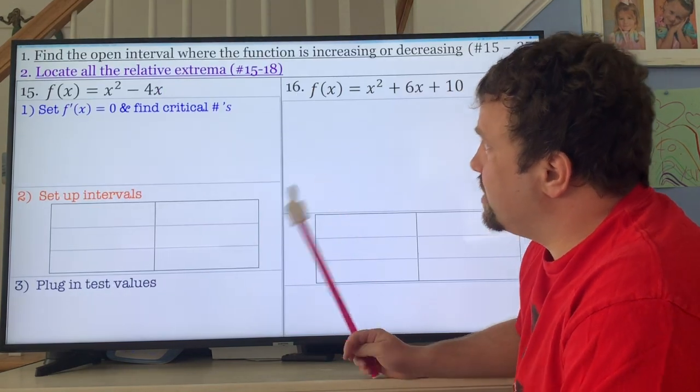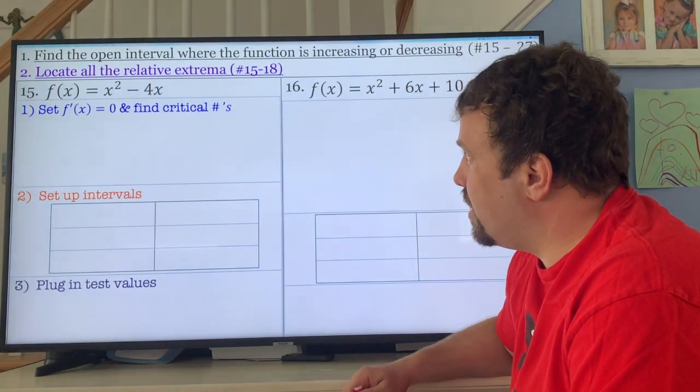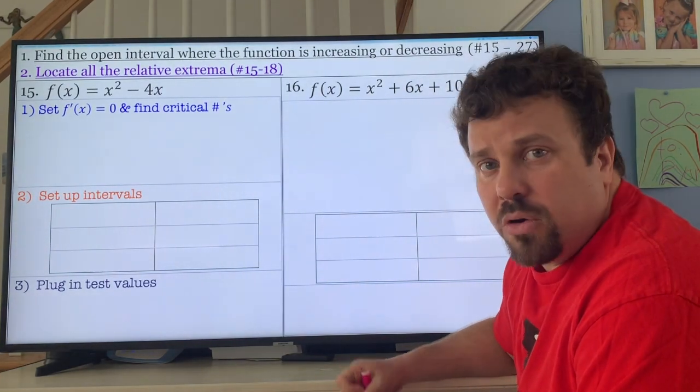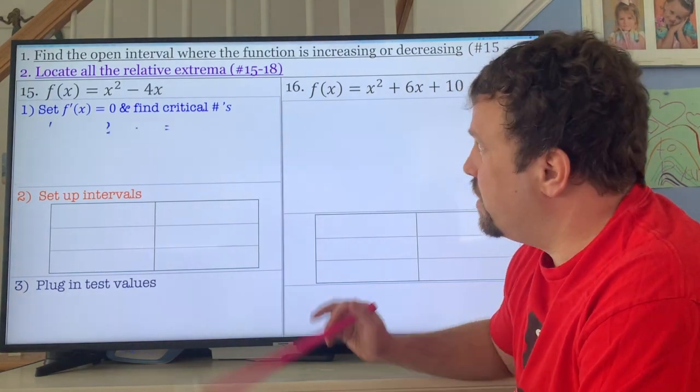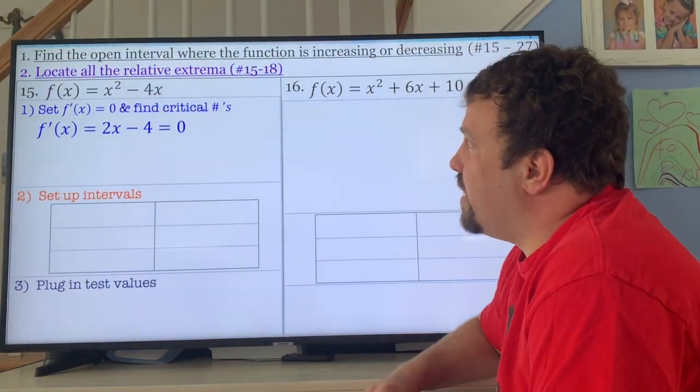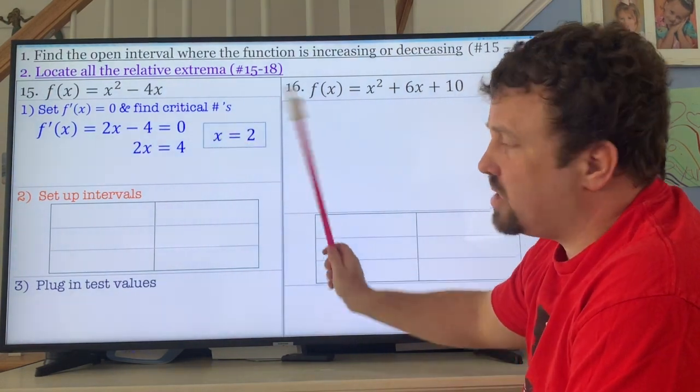Now what I want you guys to do for 15 and 16 is find the extrema. Find the critical number. Also find the critical point. So do that for the first step. Good. So to find the critical number, you take the derivative. You get 2x minus 4. You add 4 to both sides, divide by 2, and you get x equals 2.